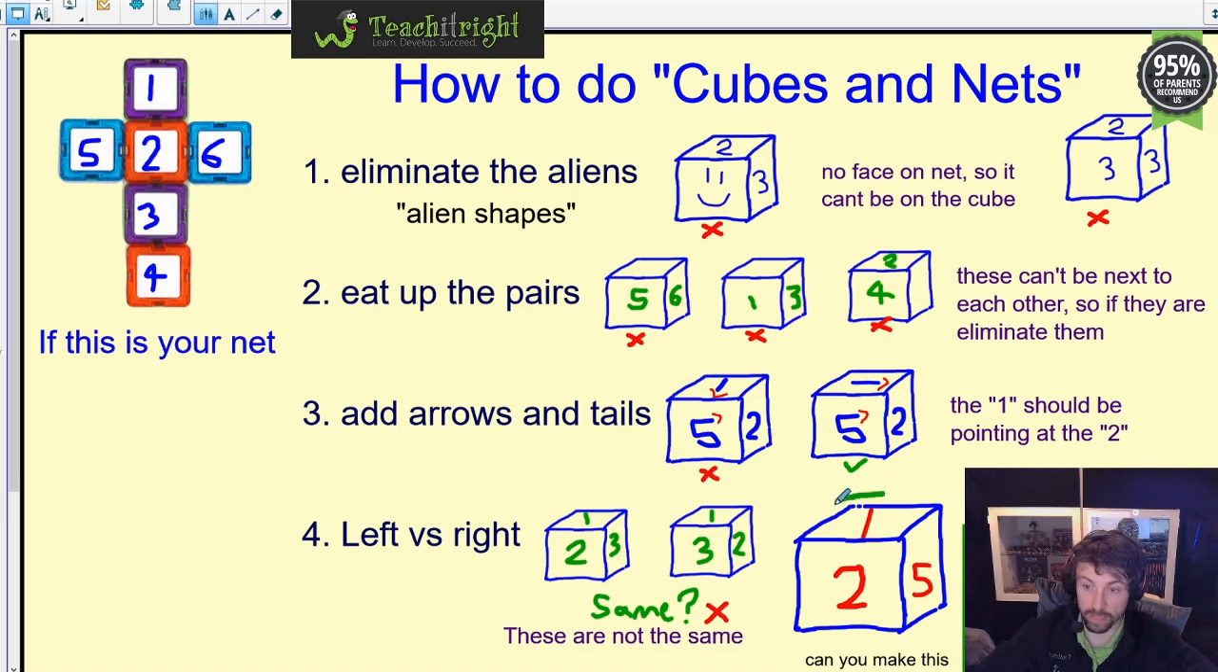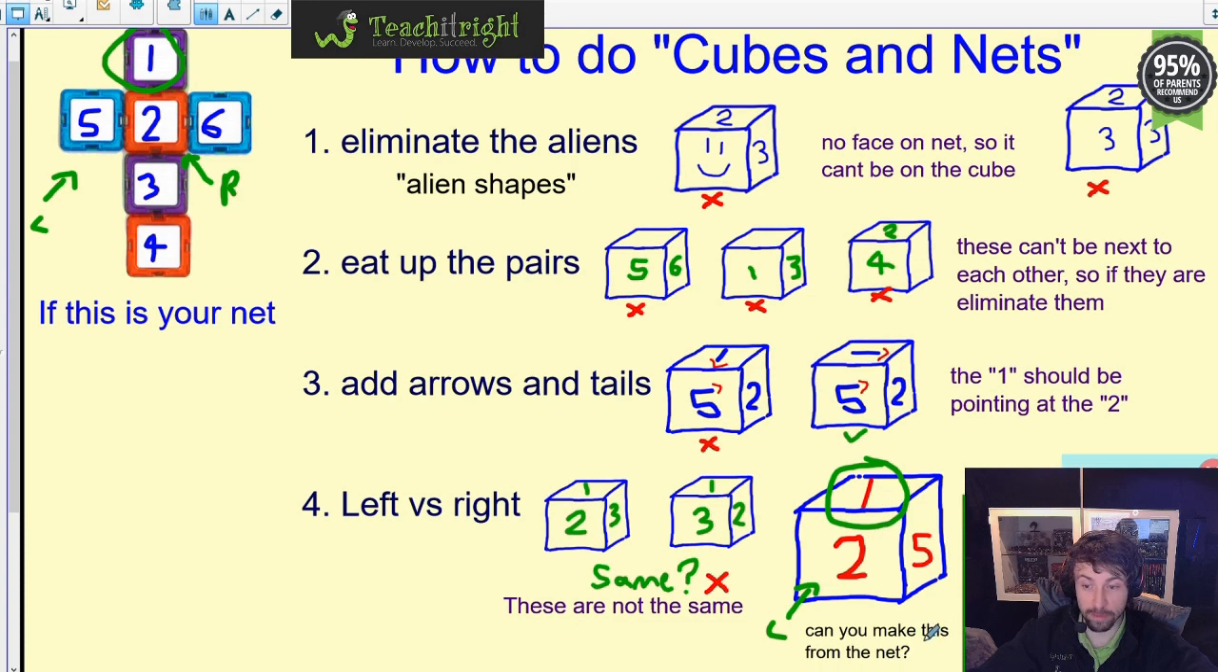I'm going to say, well, obviously, look, the 1 is the top. And if I was looking at this cube such that it all folded up to make the 1 the top, you can see that I would have the 5 on the left and the 2 on the right. And if I then do the same thing, well, look here, this has got the 2 on the left. That already is a mismatch. This is not the same. You cannot make this net from the above cube because the 2 and the 5 are on the wrong side.